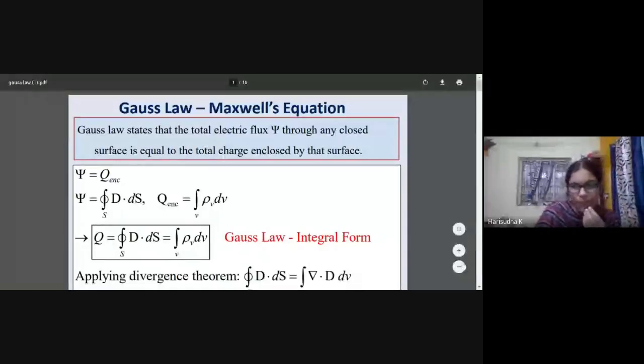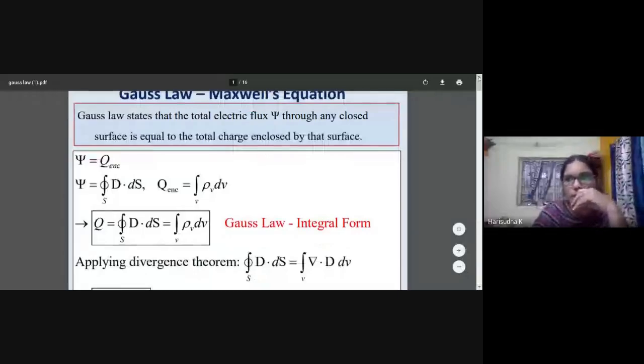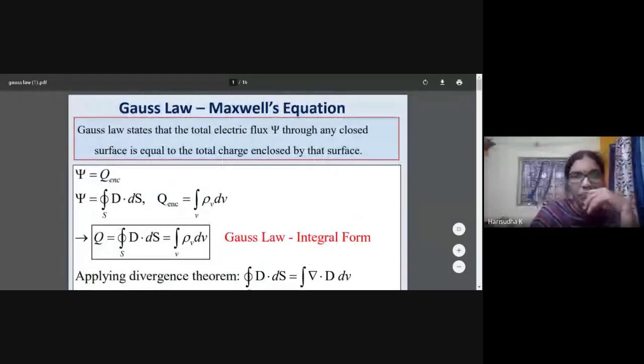Good evening, students. In today's class we'll see Gauss law. In earlier classes I started the introduction about Gauss law and its applications. So we'll recap again what Gauss law is and then carry on with the Gauss law applications.